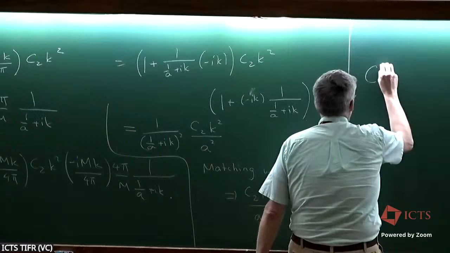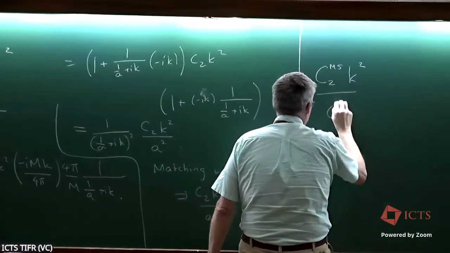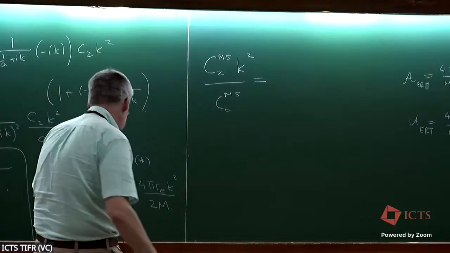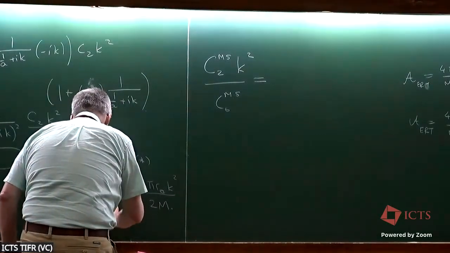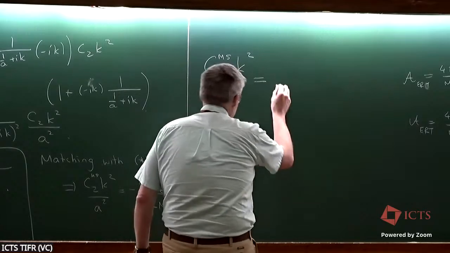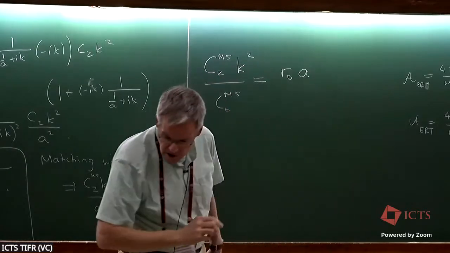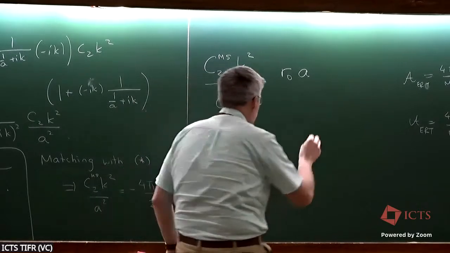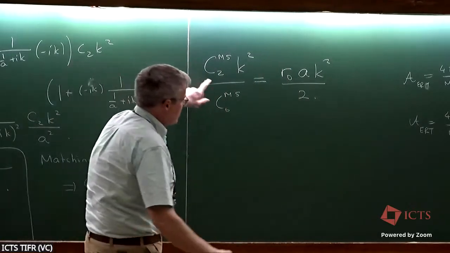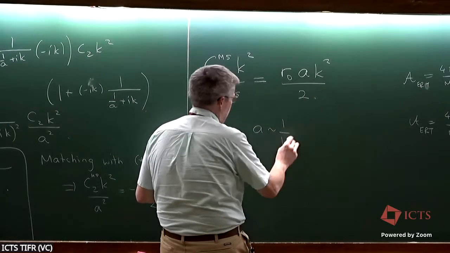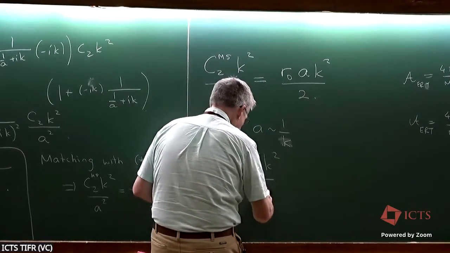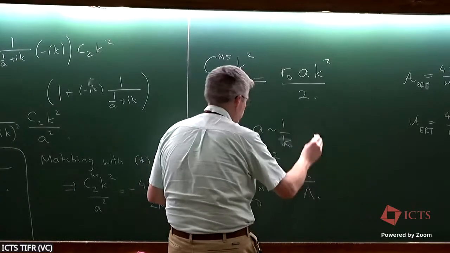If I want to compare the effects of these different operators in MS, I find that, sorry, this should be R0. These are the values. This is the value in MS. If I compare this to the C0 MS value we got yesterday, this turns out to be R0 A times K squared over 2. So if we say that A is order 1 over K, or K is order 1 over A, it's the same thing, then this suppression is of order K over lambda, because we say R0 is order 1 over lambda.